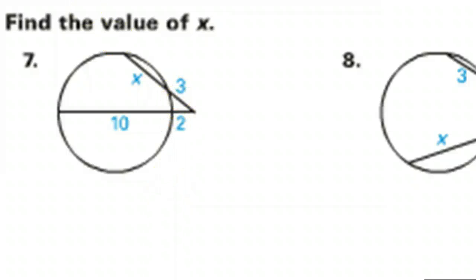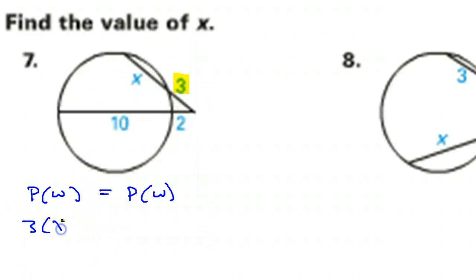Okay, so for instance, looking at the top segment, the part has to be the outside part. So 3 is the part. So when I say part times whole, this is what I'm saying. I'm saying part times whole equals part times whole, okay? 3 is the part, and the whole is x plus 3. Okay, the whole is the sum of the two parts, so x plus 3.